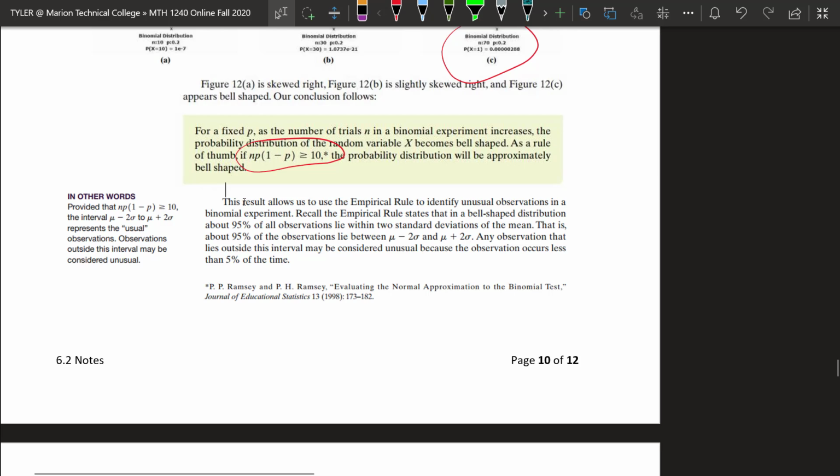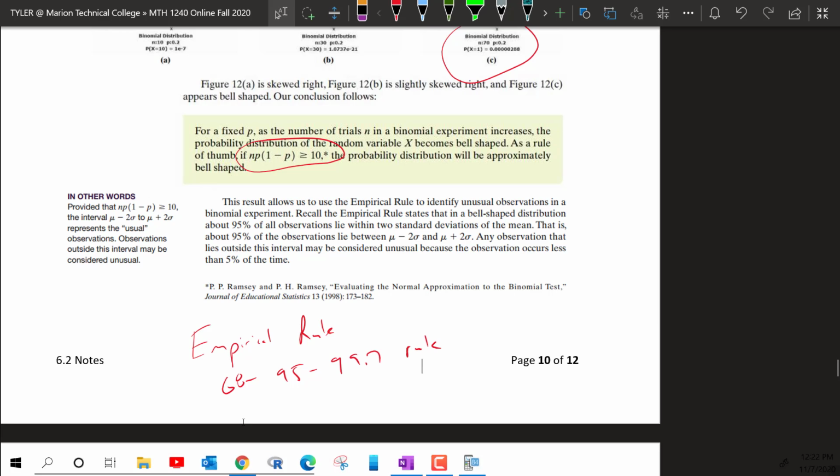So this result allows us to use the empirical rule to identify unusual observations in a binomial experiment, right? Remember, that's the 68, 95, 99.7 rule, the empirical rule, that we've talked about in the past.